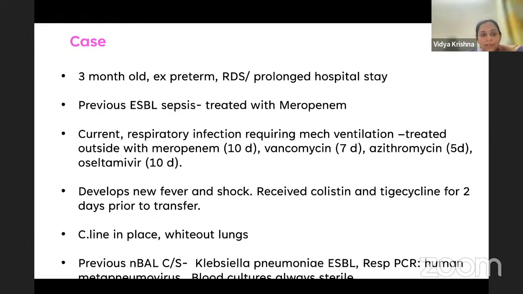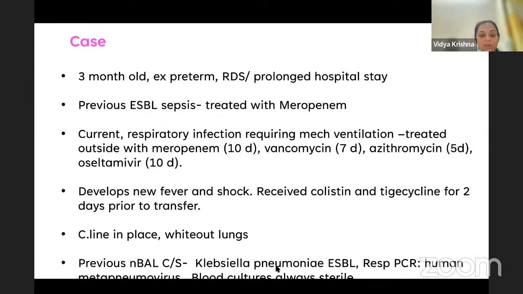So we'll move on to another case. It's a 3-month-old ex-preterm with respiratory distress syndrome, prolonged hospital stay, already treated for an ESBL sepsis with meropenem. Now the child was currently admitted in an outside hospital for what looked like a viral respiratory infection and had already received all these antibiotics, meropenem, vancomycin, azithromycin, oseltamivir, empirically for a prolonged period of time. Just before transfer, this child had developed a new fever and shock and had already received cyclines for 2 days. This child has a C line in place, has whiteout lungs, and is actually getting shifted for ECMO probably.